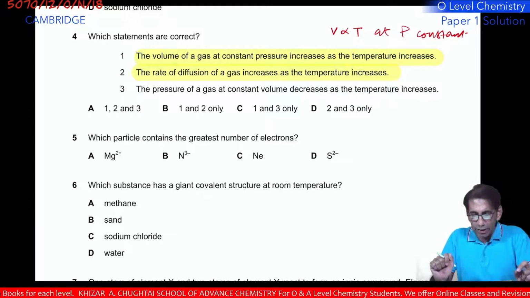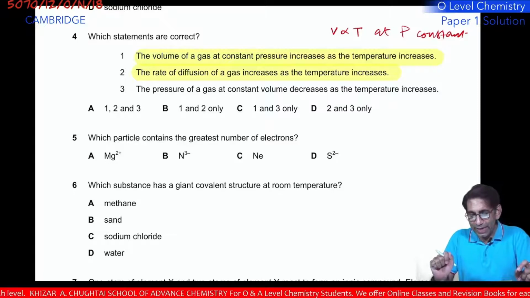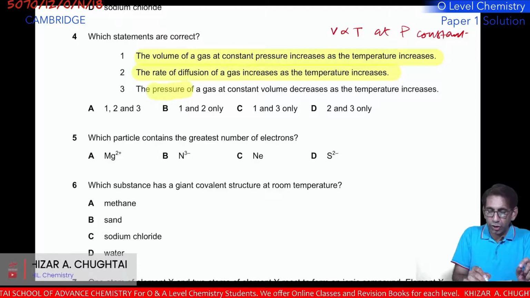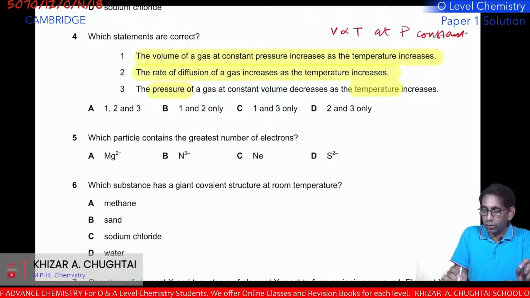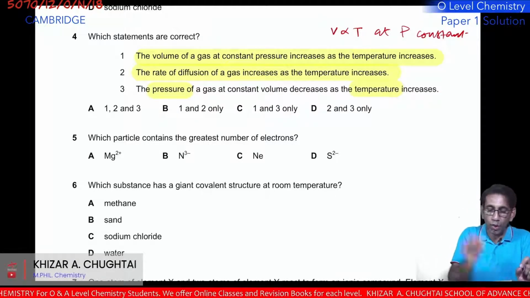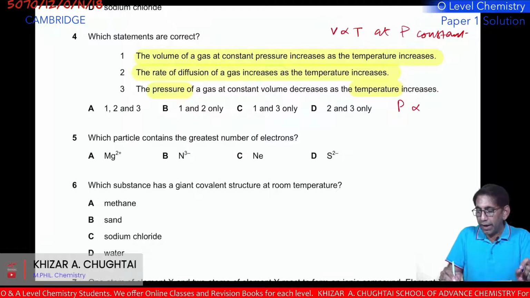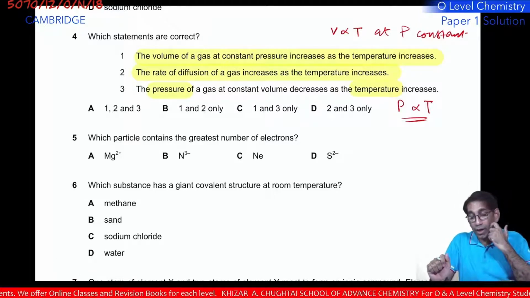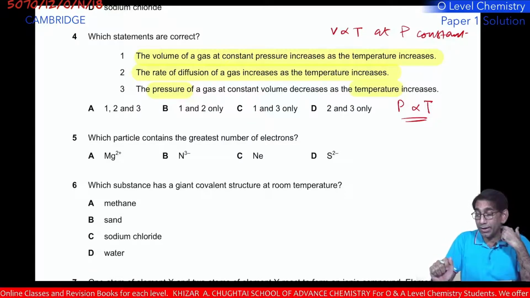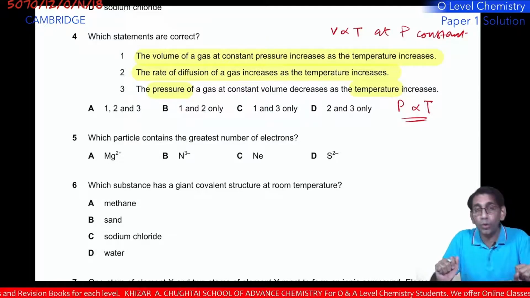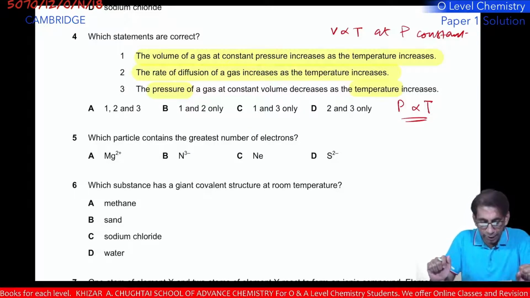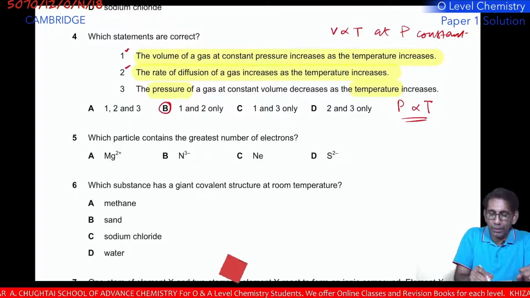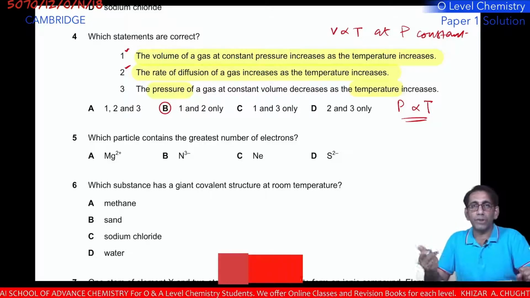The pressure of a gas at constant volume decreases as temperature increases. Now, the relationship asked is between pressure and temperature. No, the relationship is that pressure and temperature are once again directly proportional to each other if the volume is constant. So the third one is an incorrect statement, and 1 and 2 are correct. So B is the correct option.